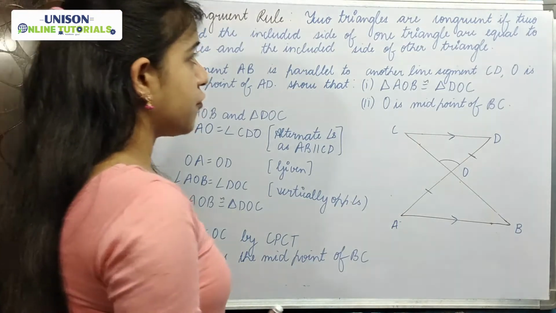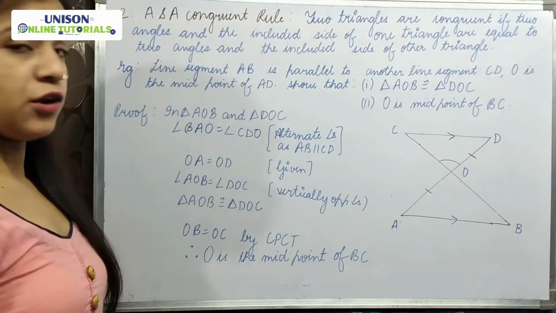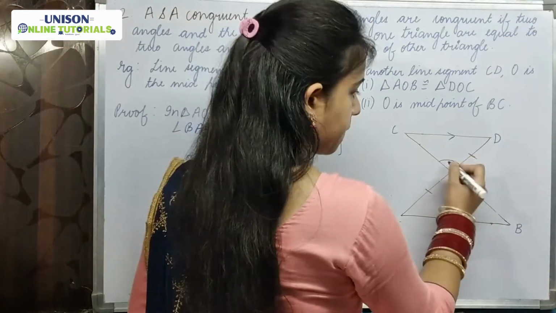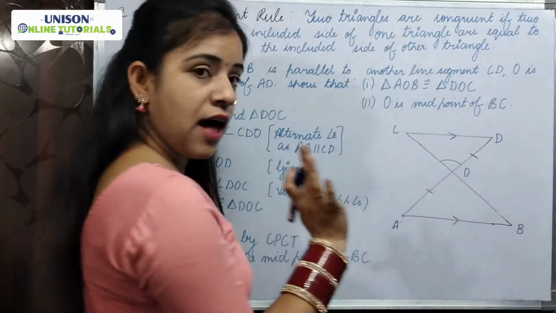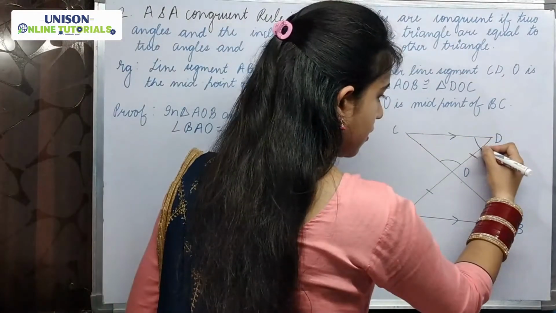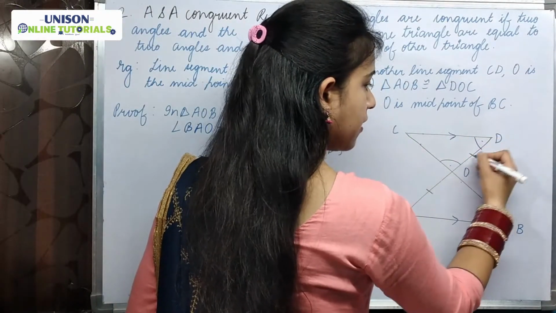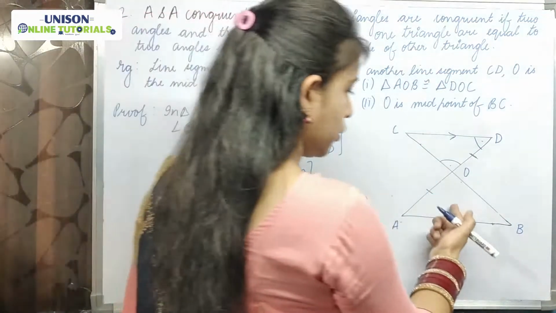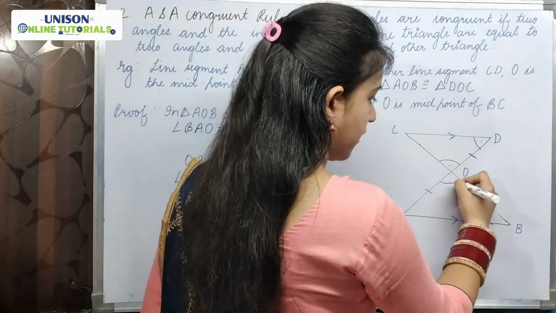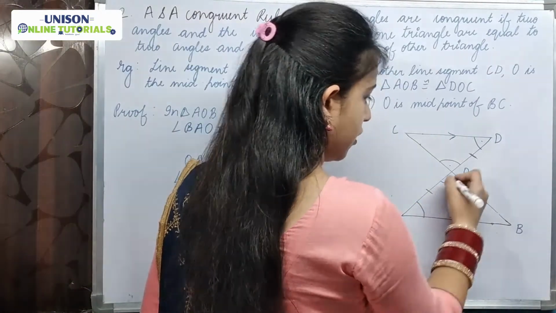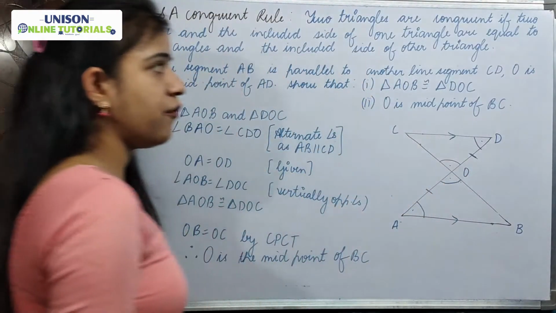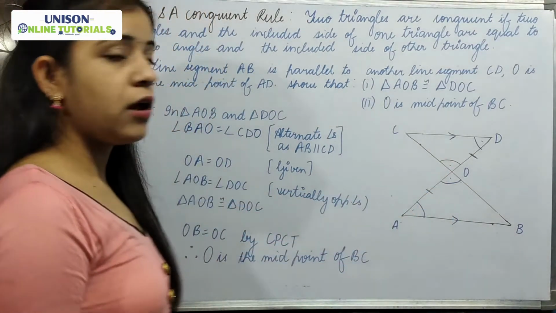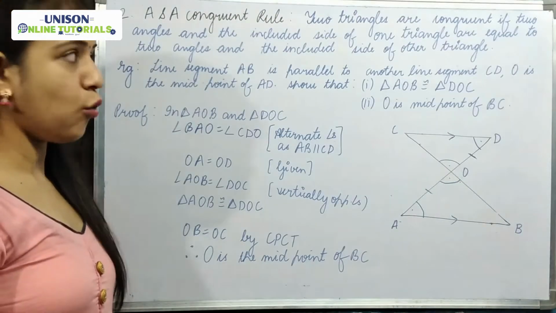Here, first of all, two angles and the included side. For example, if you have to take the angles, then you can take this and this angle, and the included side of one triangle is equal to two angles, so this one and this one, and the included side of the other triangle, then you can say that these two triangles are congruent by the angle side angle congruent rule.